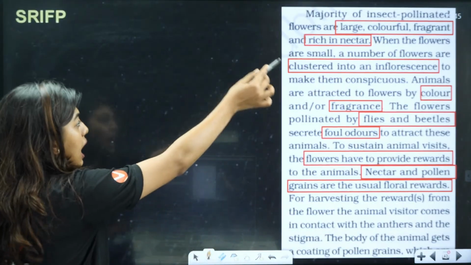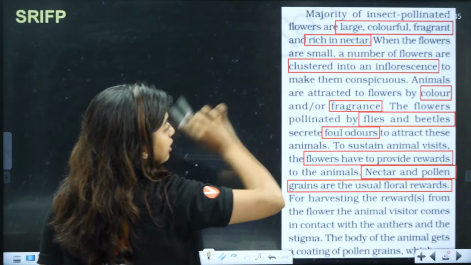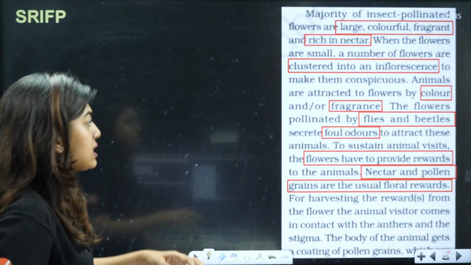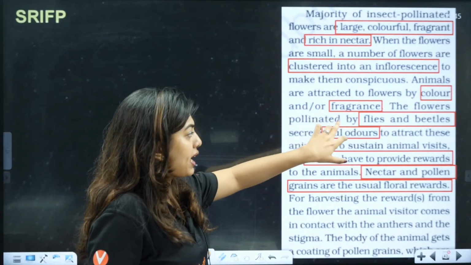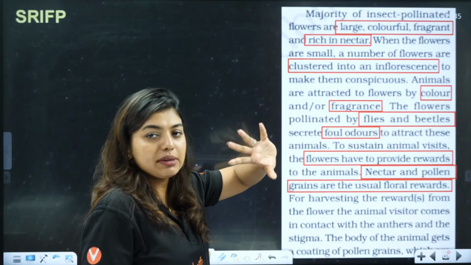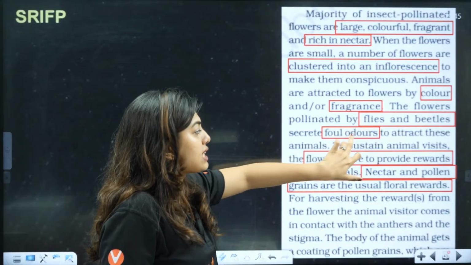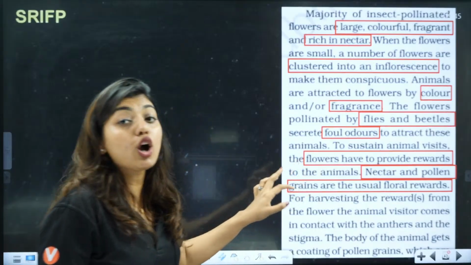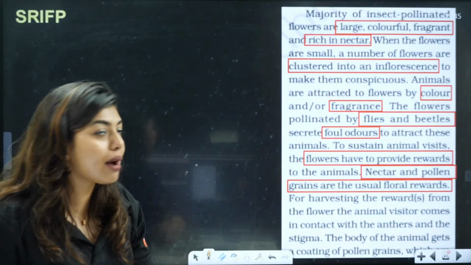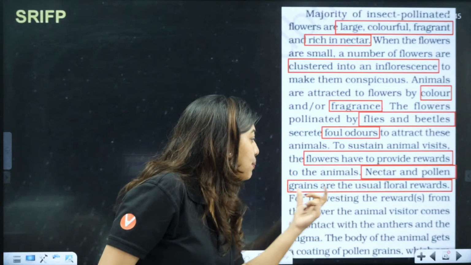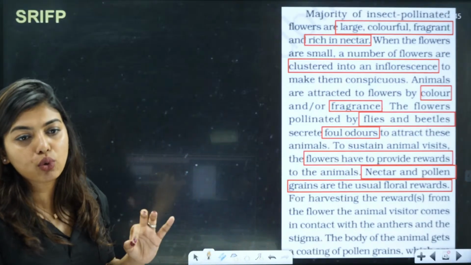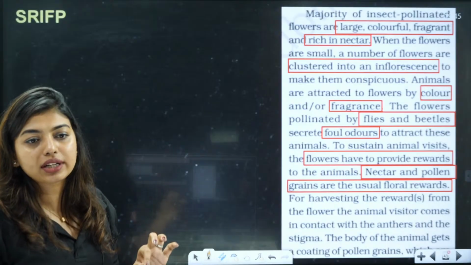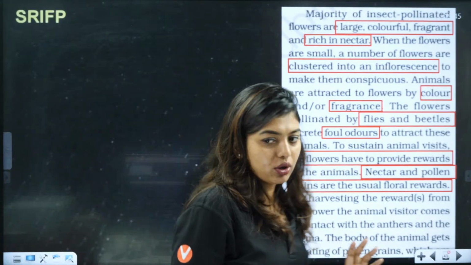So, look here: large, colorful, fragrant, nectar-rich flowers. If the flowers are too small, they will form a cluster called an inflorescence. Color or fragrance, the honeybees and others will get attracted to. Flies and beetles will get attracted to foul odors. Flowers have to provide rewards to the animals so that they can come back. Nectar and pollen grains are usually the floral rewards. Clear? Clear to all of you?